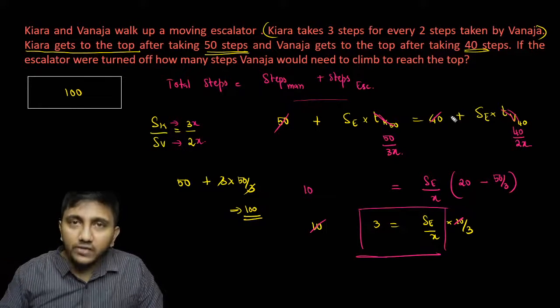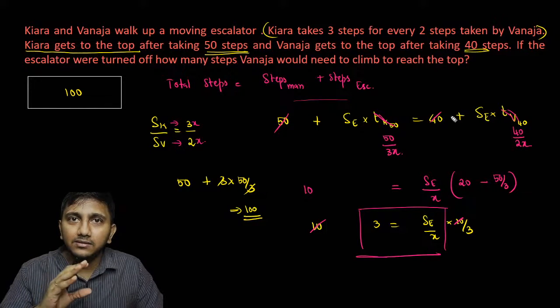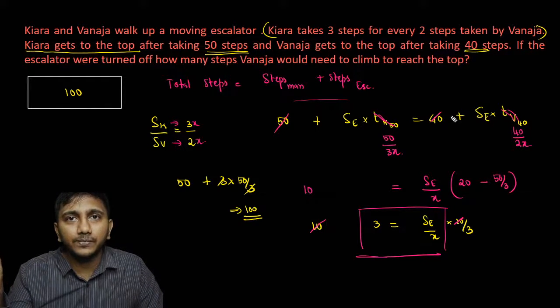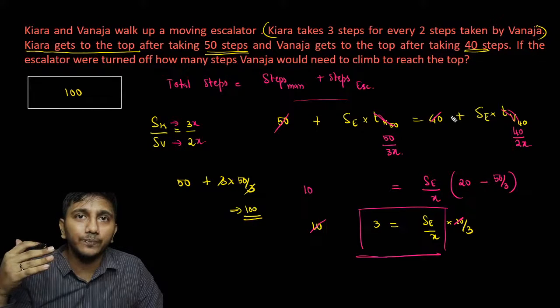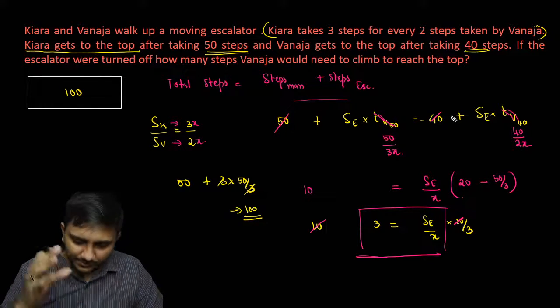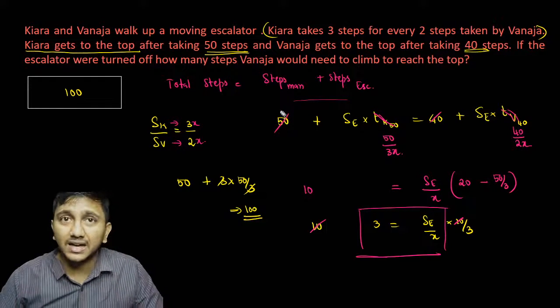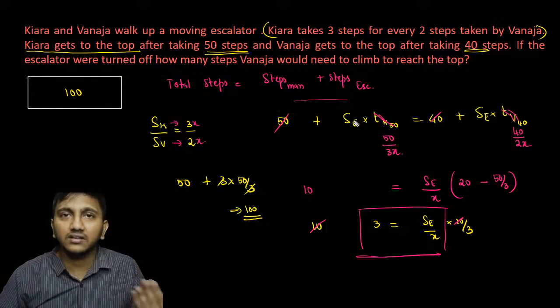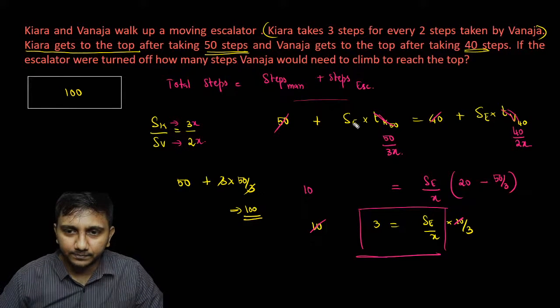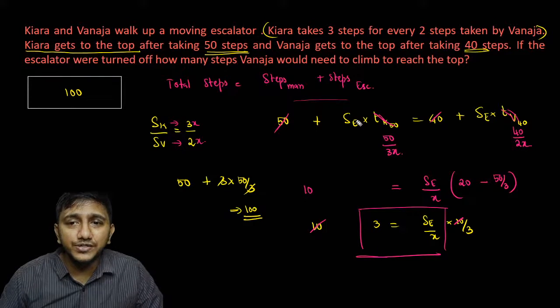So that's why if the person is going at, let's say, an infinite speed, then all the steps will be covered only by the person. Escalator will cover 0. If the person is not moving at all, then the escalator will cover the entire set of steps. So that's why Kira at a greater speed is covering more number of steps as her share and the escalator is covering a slightly lesser share. Does anyone want me to repeat this question?